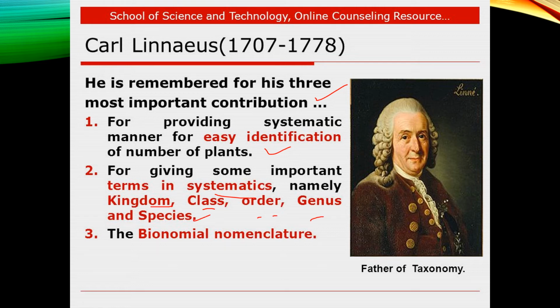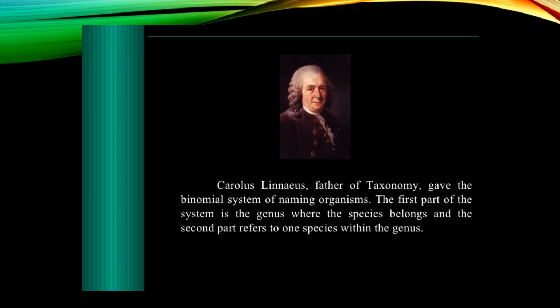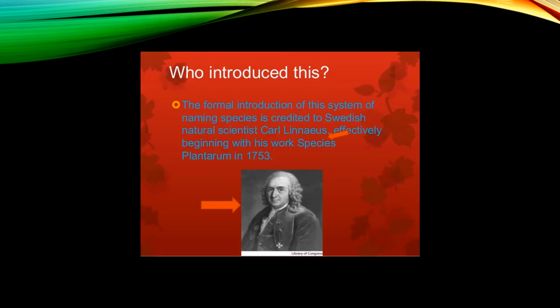Even binomial nomenclature was given its name by Carl Linnaeus, who is called till date the father of taxonomy. Carl Linnaeus, the father of taxonomy, gave the binomial system of naming organisms. The first part of the system is called the genus; for example, in Homo sapiens, Homo is the genus. The second part is called the species. He described this work in his book Species Plantarum in 1753.